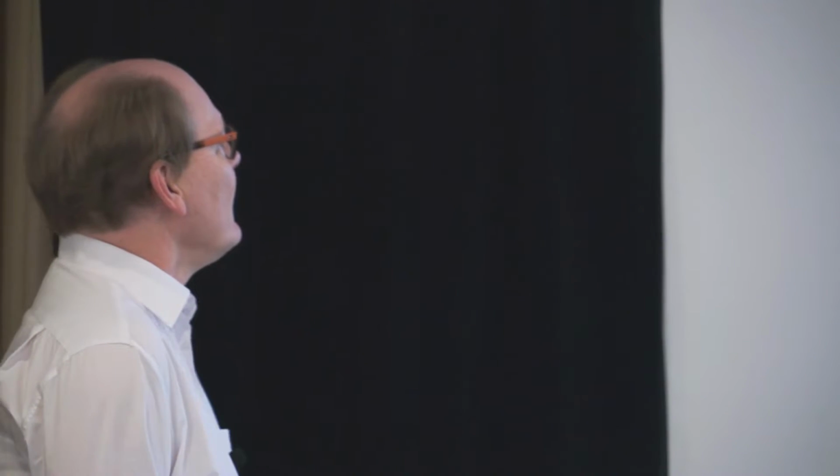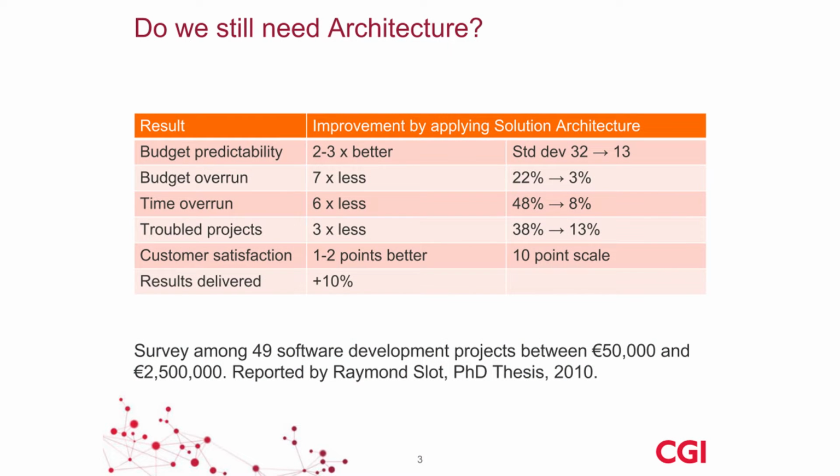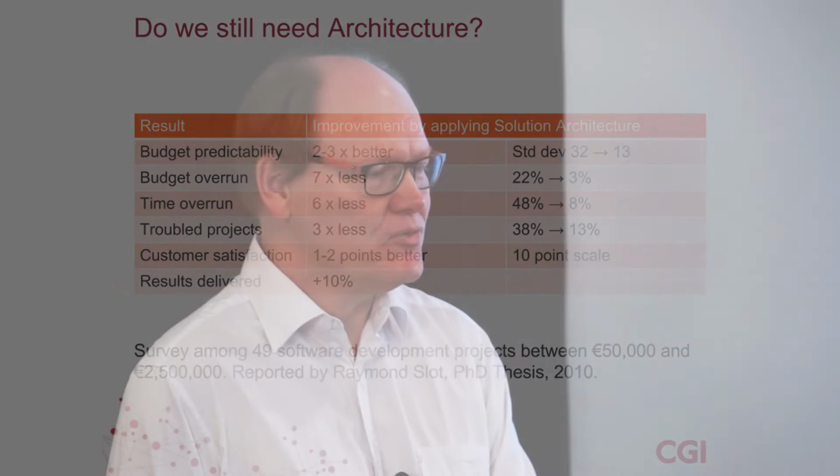So, the big question that some of us had about 10 years ago, especially when Agile development became mainstream, was, do we still need architecture? And it took us a while to answer that question. Of course, we knew that, yes, we still need architecture. We are architects, after all. But maybe we were a little bit biased there. So what is the real objective evidence that we still need architecture?